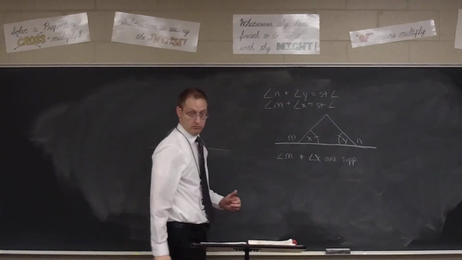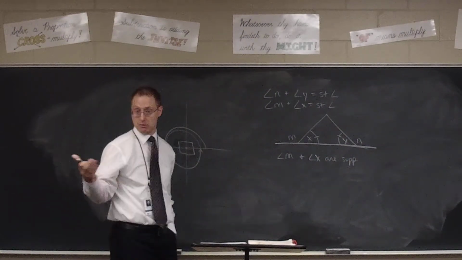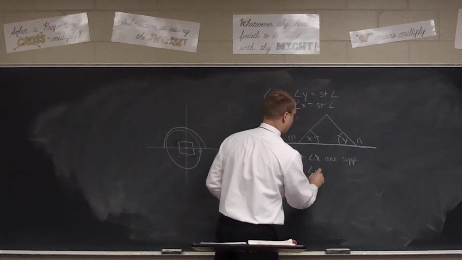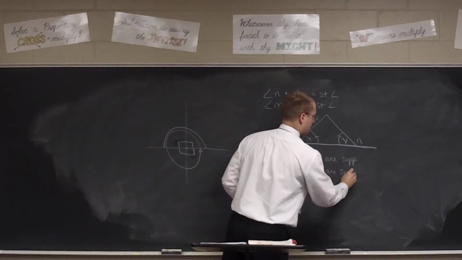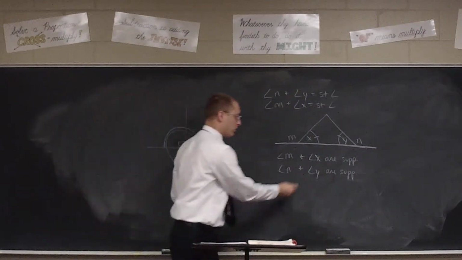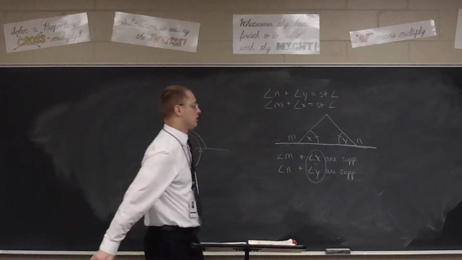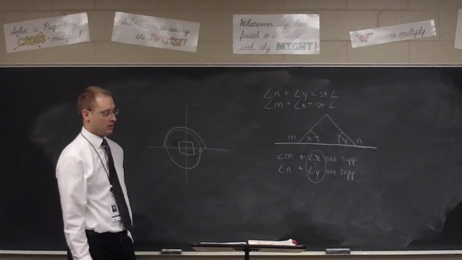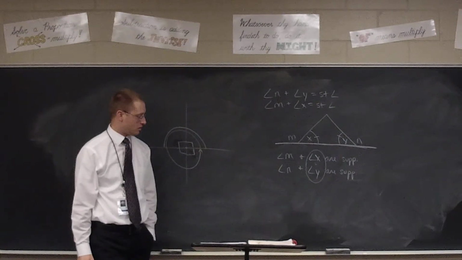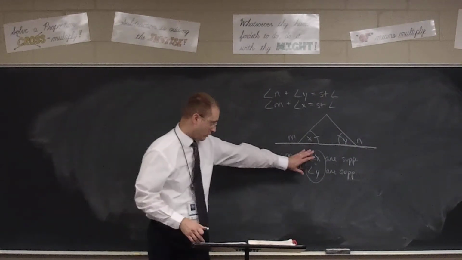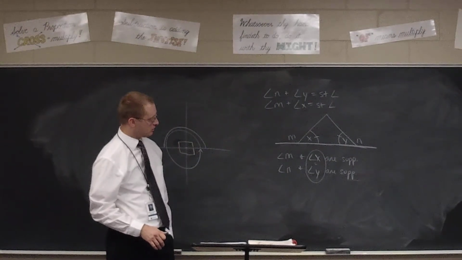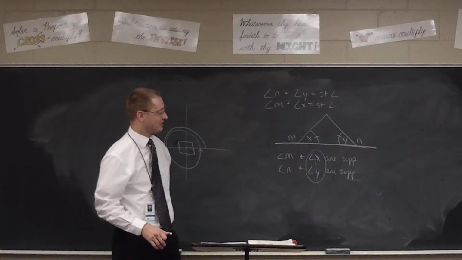Angle M and angle X are supplementary, right? Similarly, that means Y and N have to be supplementary. Angle N and angle Y are supplementary. We know that x and y are equal, so they're the same exact angle, which is obviously what it means if x equals y. That means they are equal angles to each other. So if they're supplementary, meaning they add up to a straight angle, M and N naturally have to be equal.